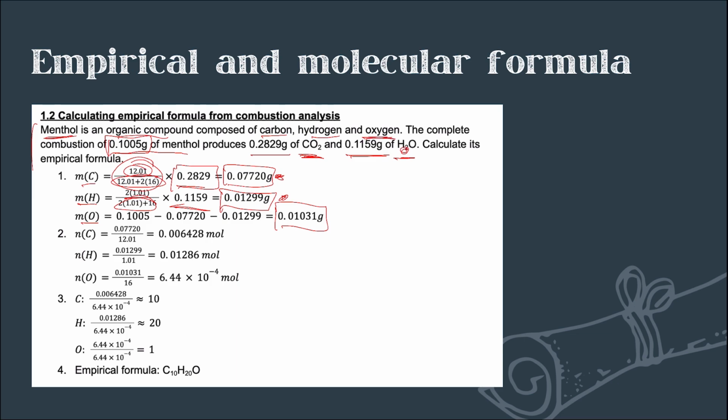Now, we can divide each of these by their ARs to get these values. So that is the amount in moles. We're converting grams into moles. Now, once again, divide by the smallest number, which is this. In that case, we get 10, 20, and 1. So that is the empirical formula, C10H20O.